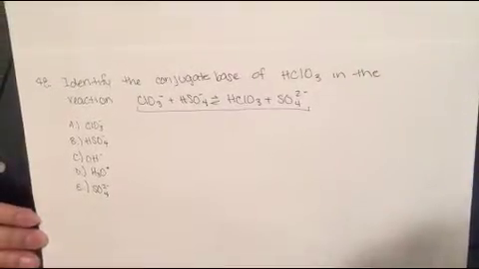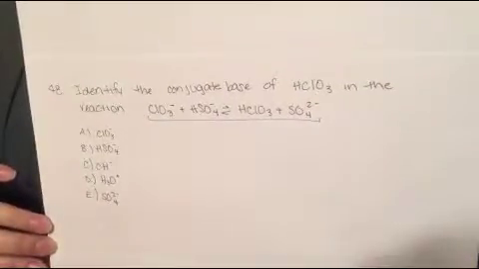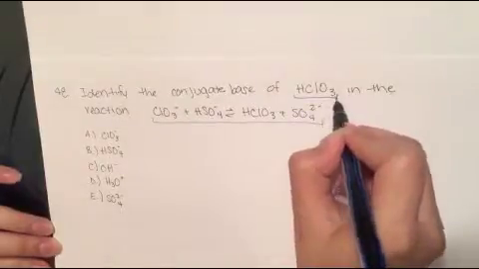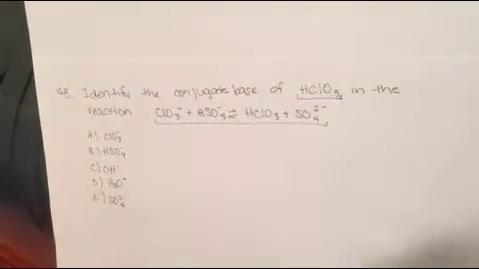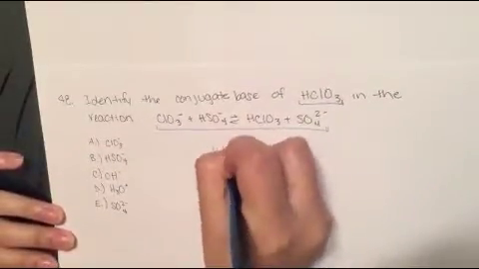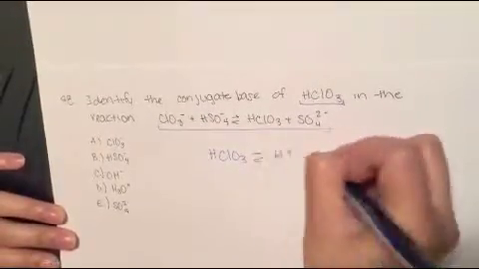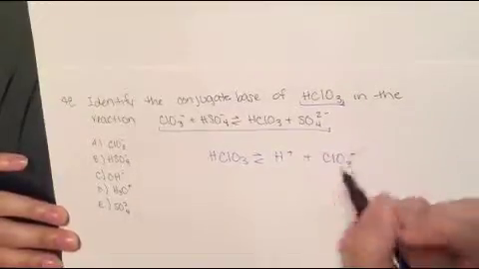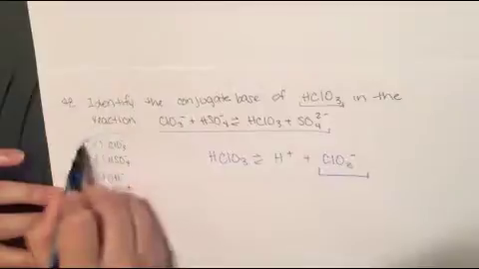Identify the conjugate base of the HClO3 in the reaction. So you know that acids, this is your acid, and your bases are the acceptors. So then what you can do is dissociate this. So you're going to have your H plus and the ClO3 minus, and this will be your conjugate base, which is A.